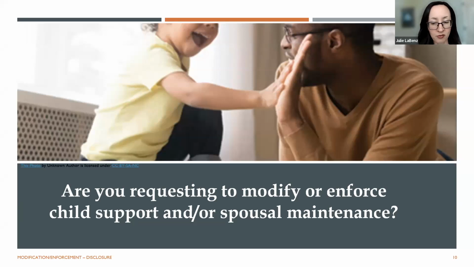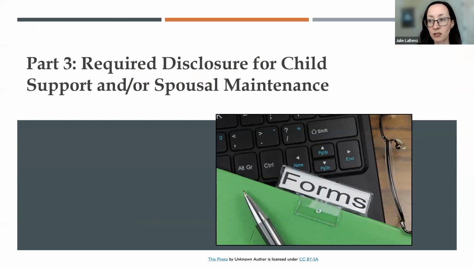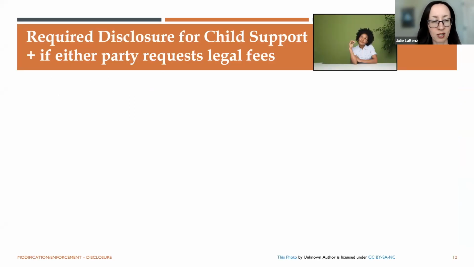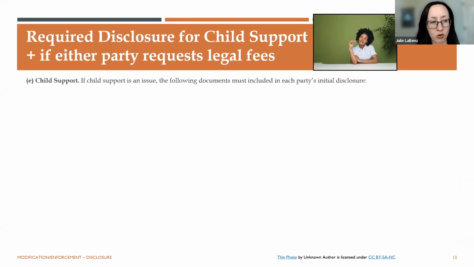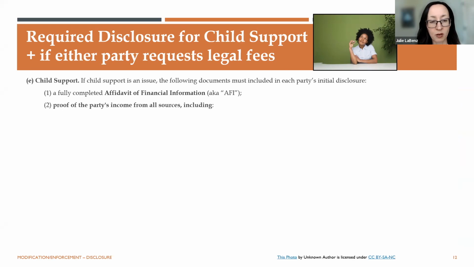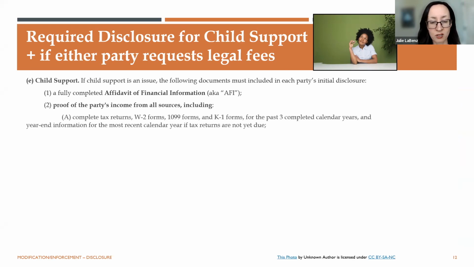Are you requesting to modify or enforce child support and/or spousal maintenance? Let's look at the required disclosure for child support and spousal maintenance. This also comes up if either party is requesting an award of legal fees. Each party needs to complete an affidavit of financial information. And then you need to provide proof of income from all sources.